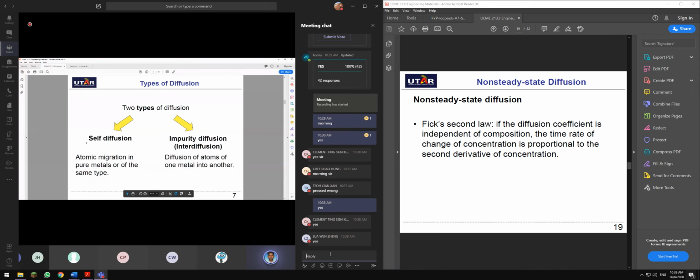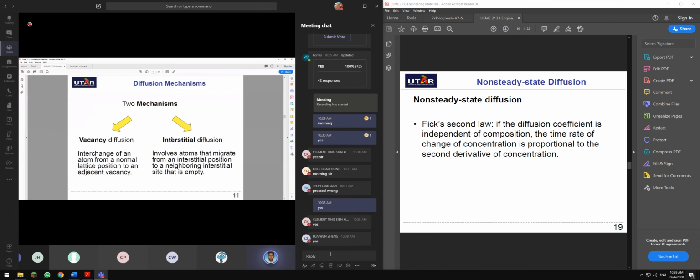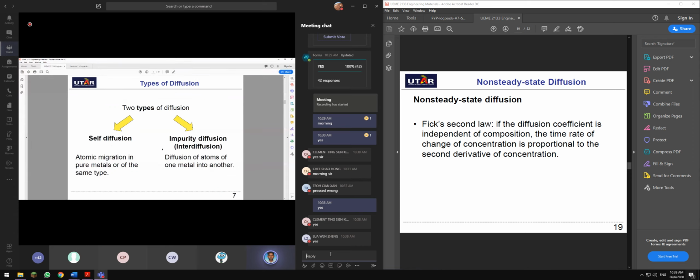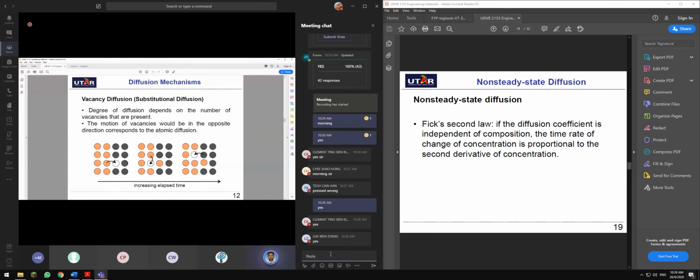Okay, now we have two types of diffusion. The first one is self-diffusion, and the second one is impurity diffusion, interdiffusion. Okay, these are the basic figures. And two mechanisms involve diffusion, which are vacancy diffusion and interstitial diffusion. Vacancy diffusion can be associated with self-diffusion. Interstitial diffusion can be associated with impurity diffusion, right? Interstitial atom, vacancy, the atom itself moves, all right?